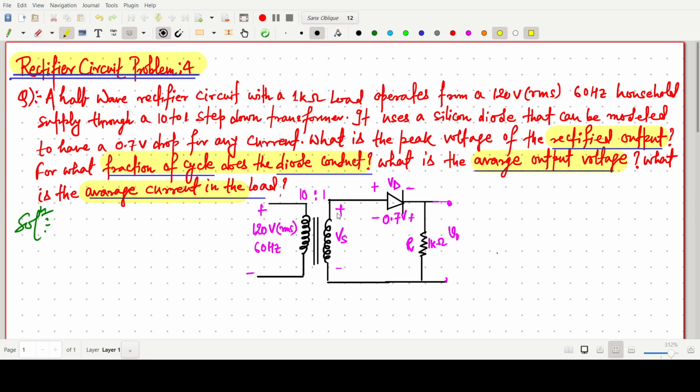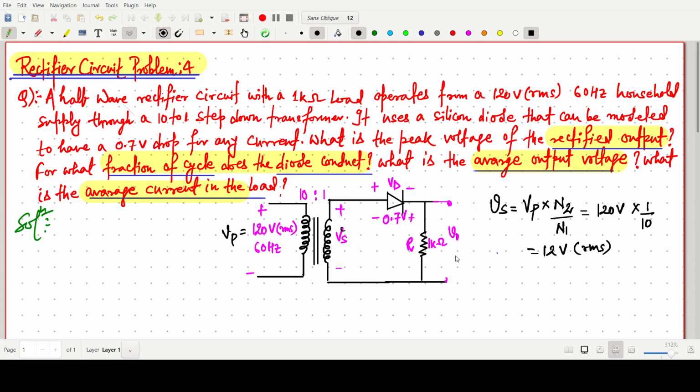So first of all, this one is our center tap transformer with a 10 to 1 ratio, primary side 10, secondary 1. First of all we have to find out the secondary voltage Vs. This Vs, the secondary side voltage, will be Vp, I am saying this voltage is our Vp, times N2 by N1. So Vp we can simply write as 120 volt RMS, with the turn ratio 1 by 10. So this is simply our 12 volt RMS. So 12 volt RMS is the secondary side voltage.